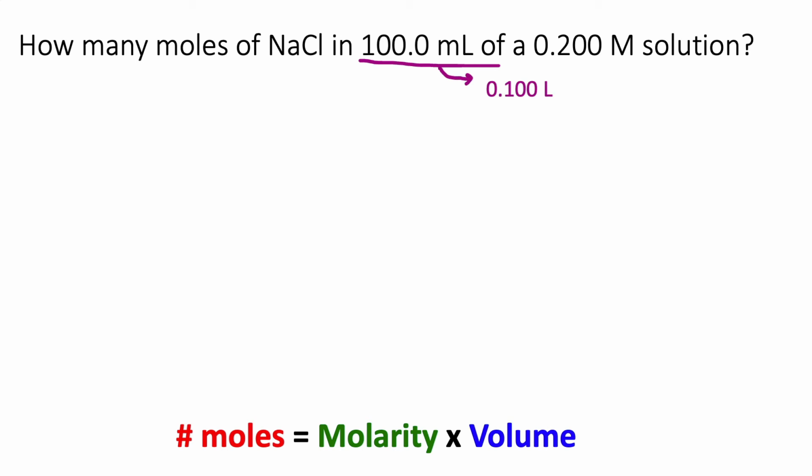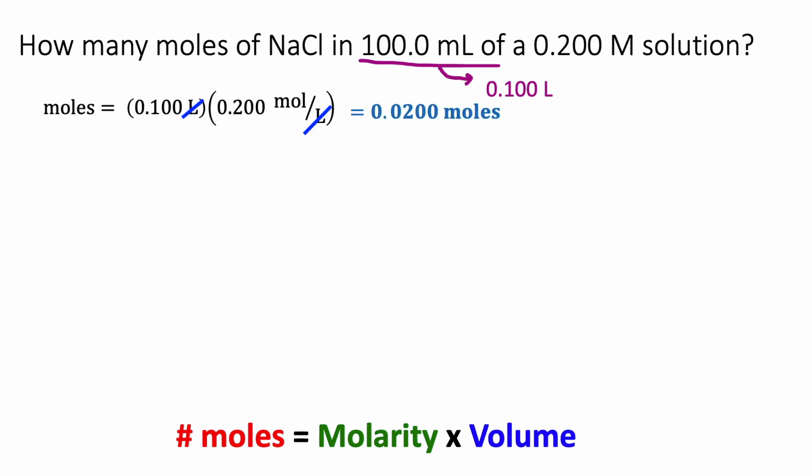If you don't know how to do that conversion quickly in your head, make sure you write it out with a conversion factor until you become comfortable with it. So our number of moles of sodium chloride is going to be 0.1 liters times 0.200 moles per liter. And you can see how the liters here are going to cancel out and leave us with units of 0.0200 moles.